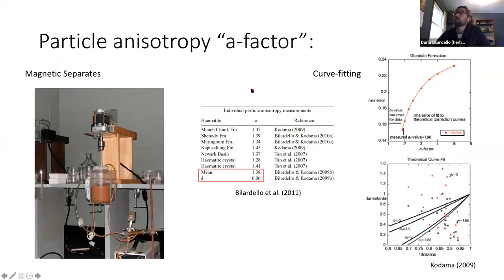Moving on to measuring particle anisotropy, Ken already mentioned the magnetic extract technique. Multiple measurements were made on different hematite formations, and I just want to point out the tight distribution of these determinations, and these will come into play later when I will talk about propagating the error for inclination corrections. And then there is the curve fitting technique that was again discussed in Kodama 2009 with the simplification of the corrections.